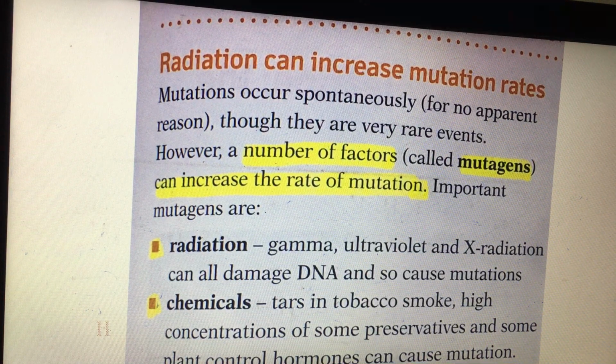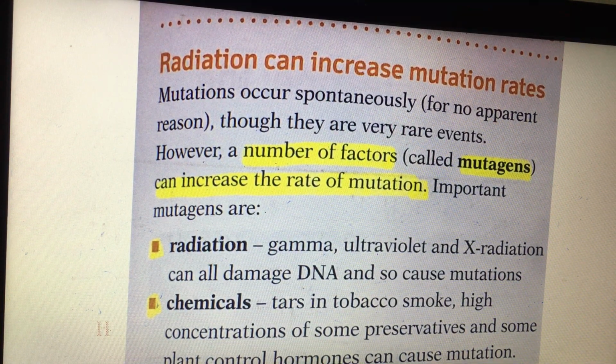Radiation, you know that we have many radiations like gamma, ultraviolet, and X radiation. All of them can damage DNA, so they will cause mutation. Radiation damages DNA, and that will change the genes and the chromosomes inside the cells, so that will cause mutation. What about chemicals?